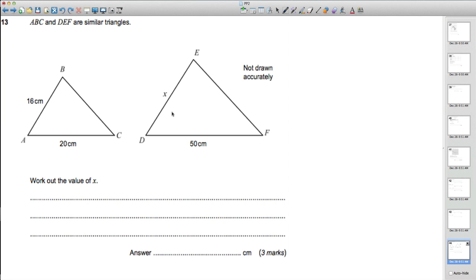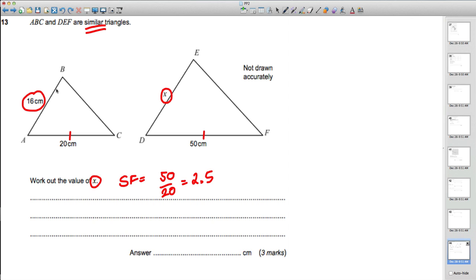ABC and DEF are similar. Very important word there. That means one's an enlargement of the other. Work out the value of x. We want to know this value. Now these two are linked, so the scale factor, we can work that out by doing 50 divided by 20, and it will give us 2.5 as the scale factor.